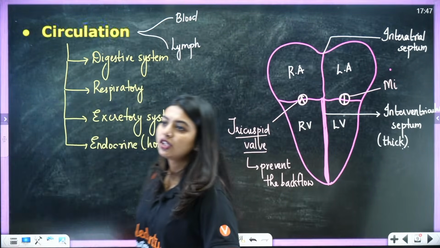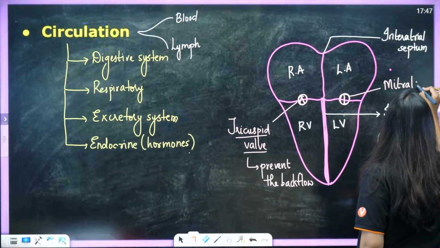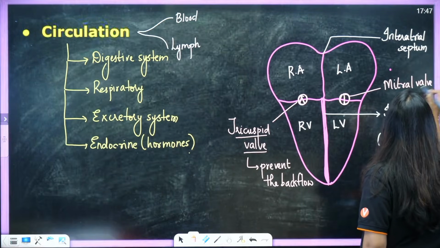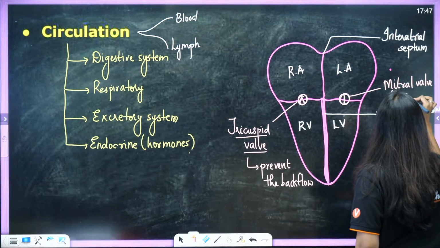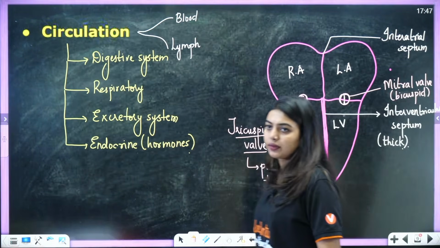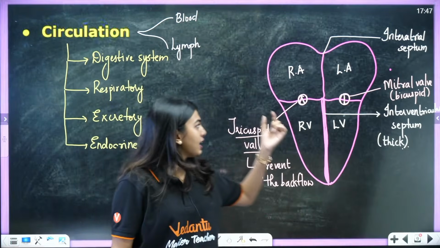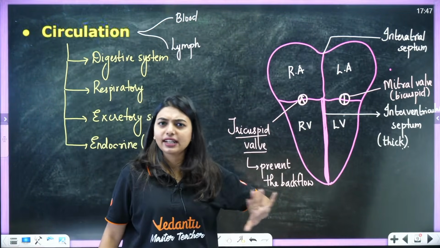Yes, okay, awesome. So here, this is going to be the mitral valve, or your bicuspid valve. Okay, bicuspid valve. That means 2 flaps are there. Here, 3 flaps are there. Now, general idea you understood.